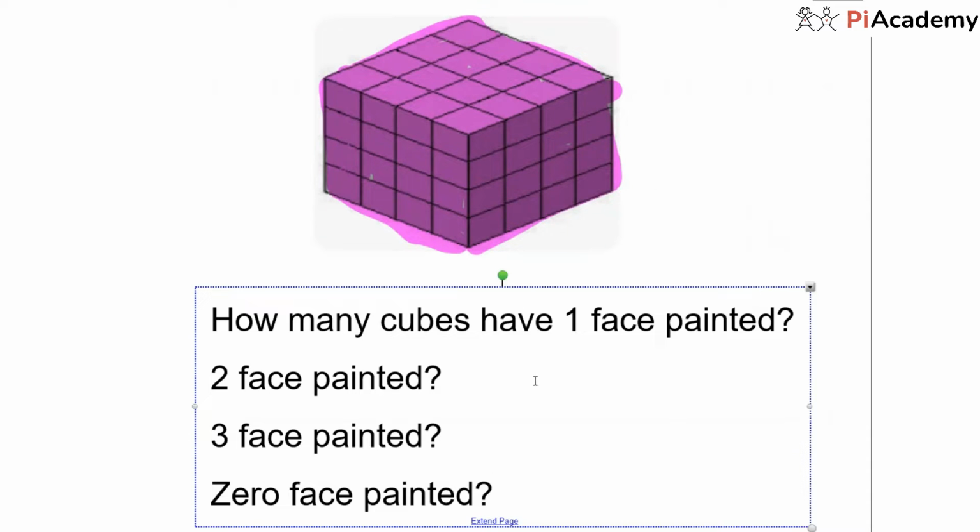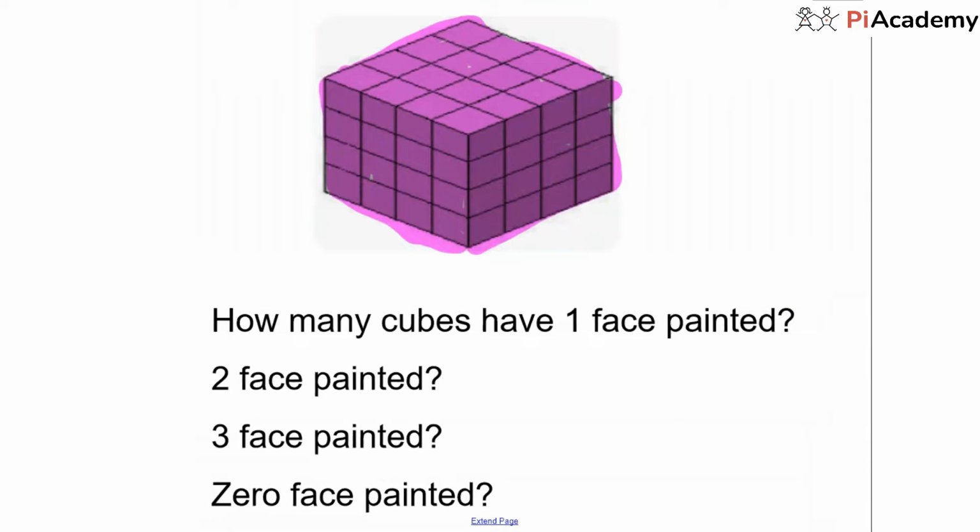So how many cubes? First of all, the number of small cubes. How many small cubes are here? Daniel, how many small cubes are here? 64. Yes, it is 4 times 4 times 4, right? Number of cubes is 4 times 4 times 4, that is 64, right? Good.